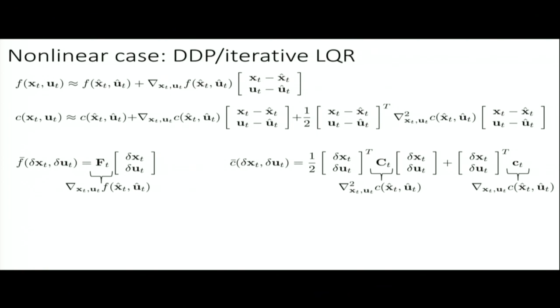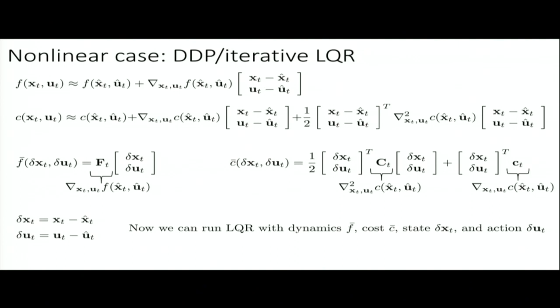And then the matrix part is the derivative. Here the matrix is the second derivative, and the vector is the first derivative. So that's our delta x. This is our delta u. And then we're going to do LQR with the dynamics given by f bar there, the cost given by c bar, the state delta x, and the action delta u. So we'll basically compute the optimal delta u's.